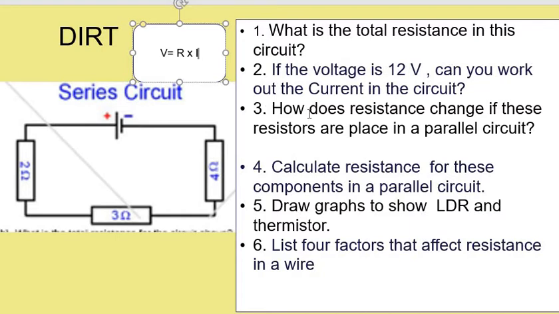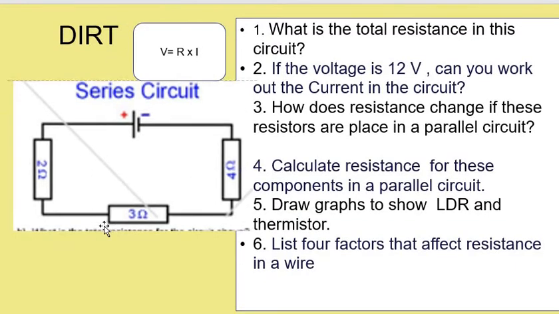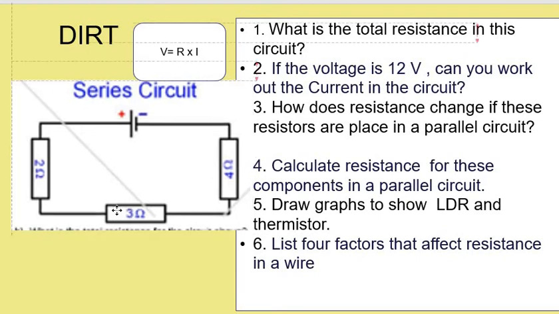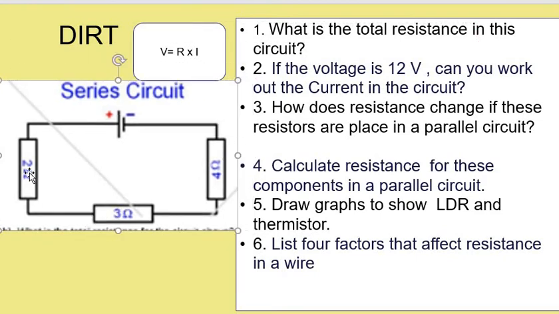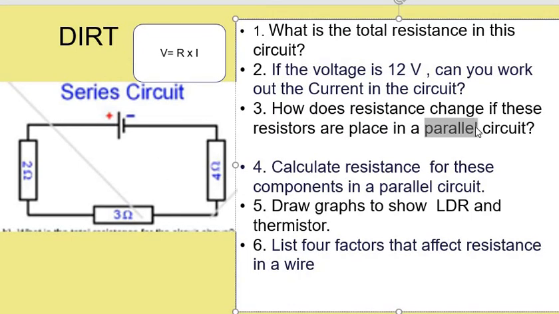And then can you explain how does resistance change if these resistors are placed in a parallel circuit? So if you could imagine 3 light bulbs here, what would happen to the light bulbs, or the strength of them? And if they were then in a parallel circuit, because this is what the question is, what would happen there?